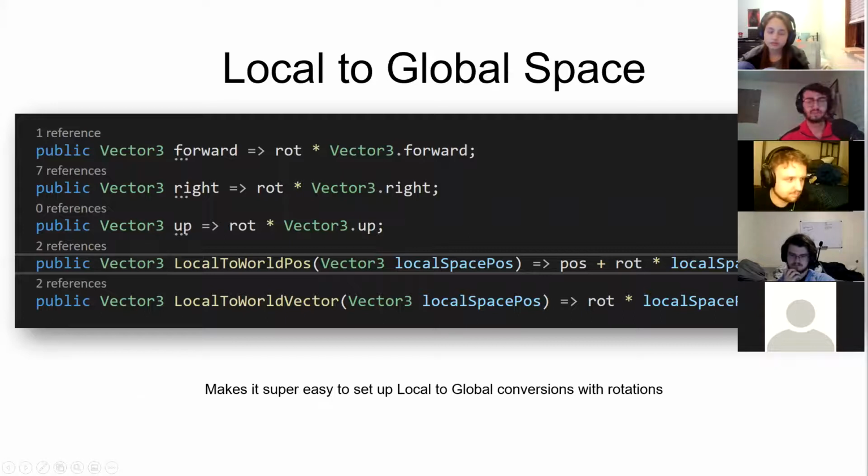And you can think about what this would look like with Euler angles, where if you had to convert between local and global space, what would that even look like? You would have to multiply by the pitch, multiply by the yaw, and then the roll, and then you get into ordering effects, and it's just a mess. Whereas with quaternions, super simple, multiply by rotation.